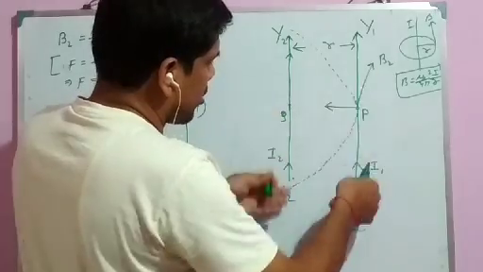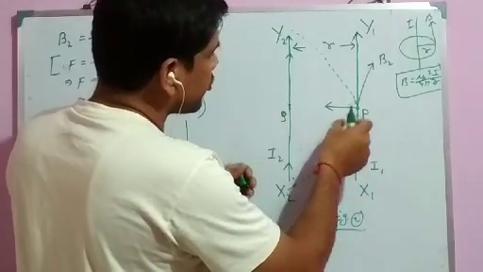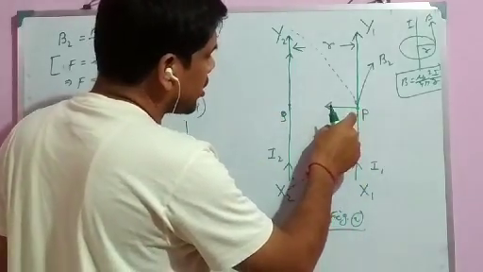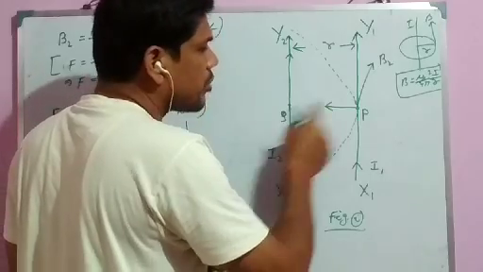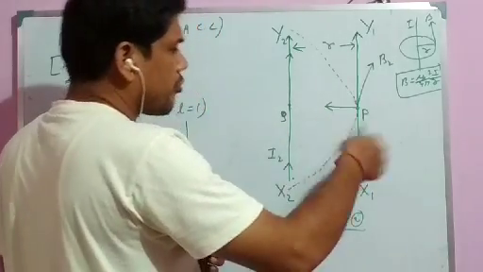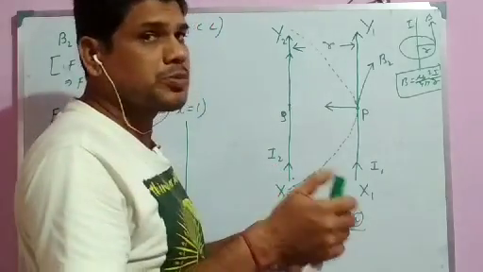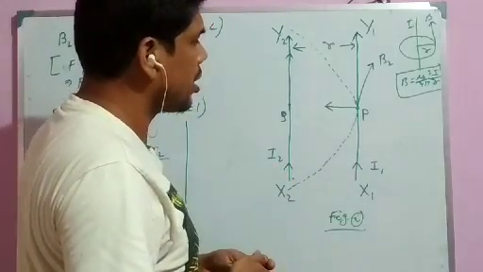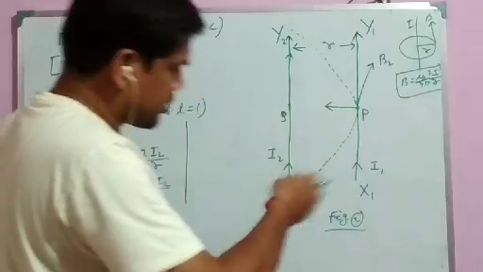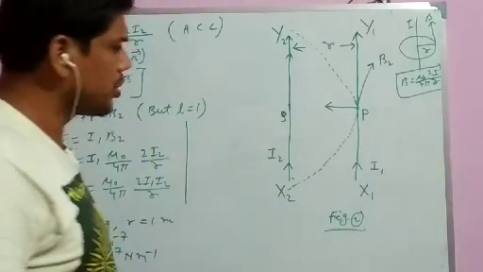placed parallel to each other. Then we have to find the force experienced by this conductor due to this current carrying conductor, and from that expression we have to find the force experienced per unit length also. Okay, so I am just discussing one by one.